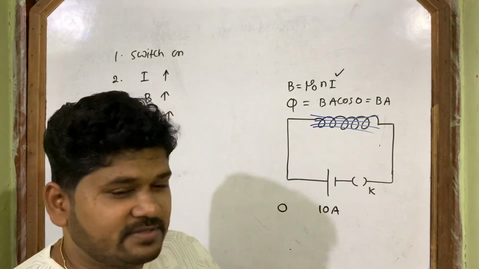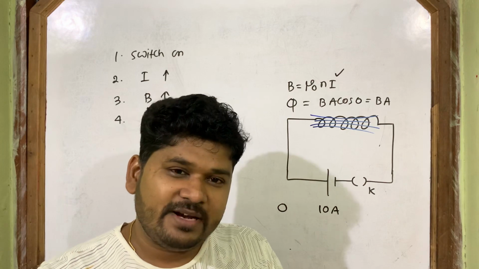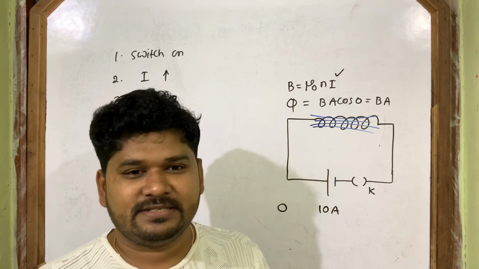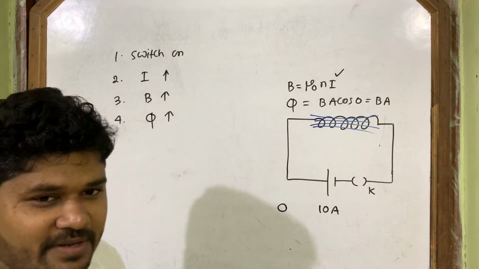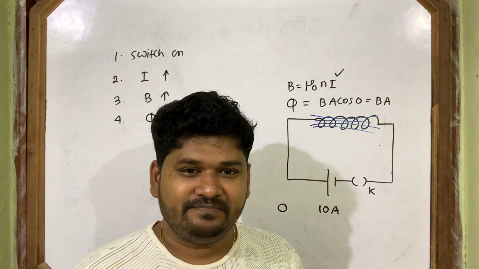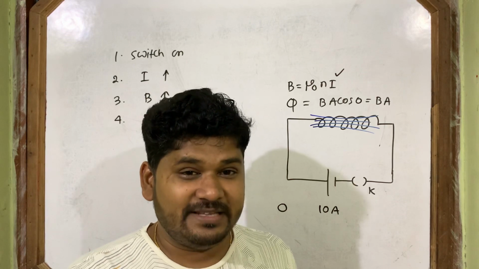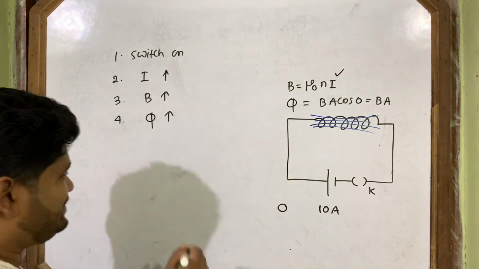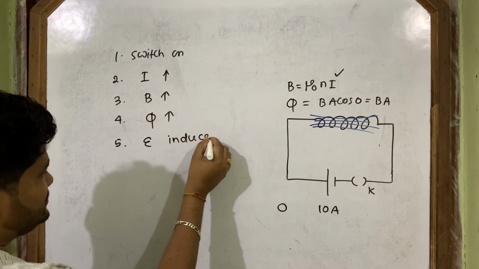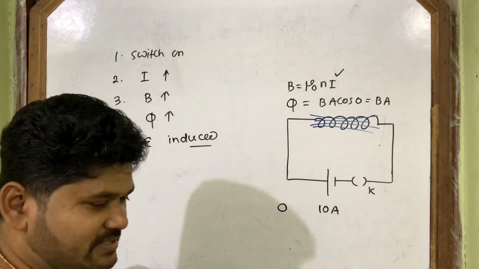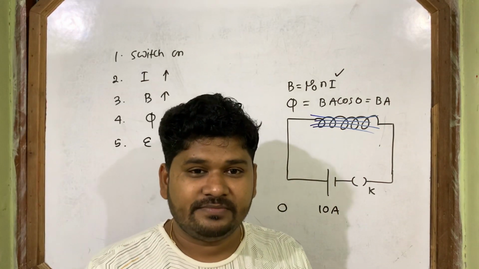Its own flux linked with itself. Now that flux linked with itself increases. When flux increases, immediately Faraday comes with his first law. Whenever there is change in flux, EMF is induced. So EMF is induced. Here in this coil, EMF is induced.